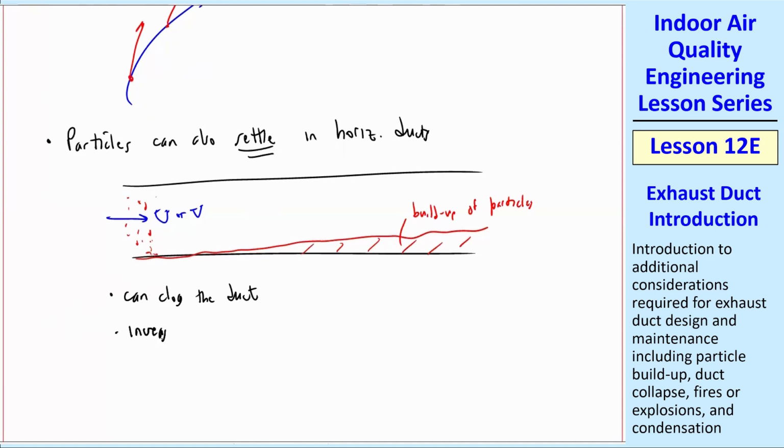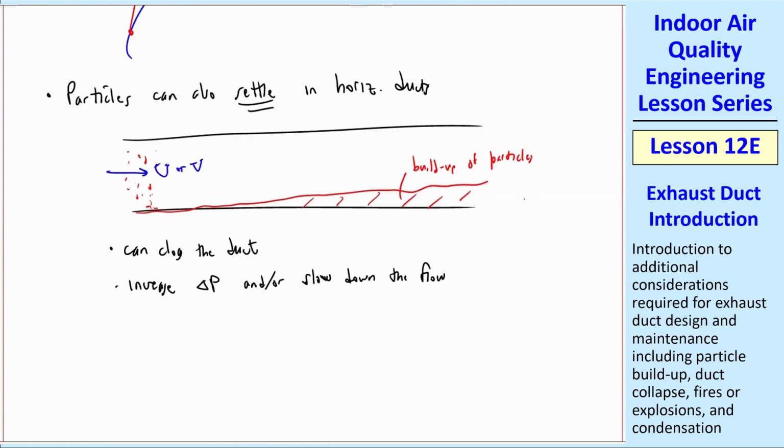It can increase the pressure drop, delta P. If you think about your fluid mechanics, if you have a higher pressure drop and you have a given fan running, it'll slow down the flow so it won't be going as fast, which actually makes this problem worse, because the smaller U is, the faster this dust builds up on the bottom. So it's a kind of self-defeating thing.